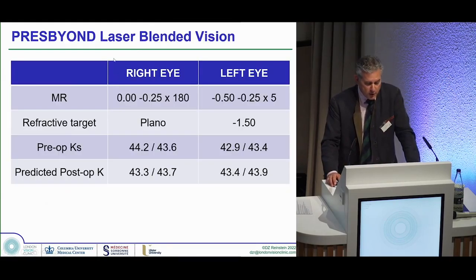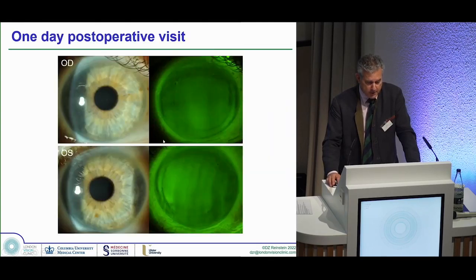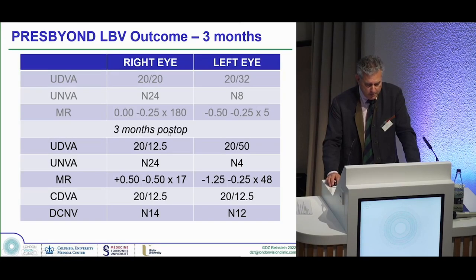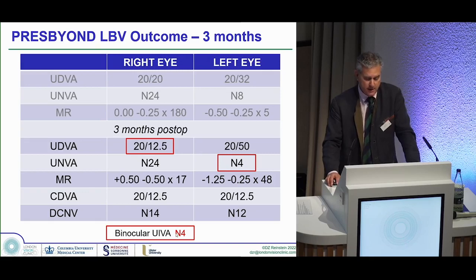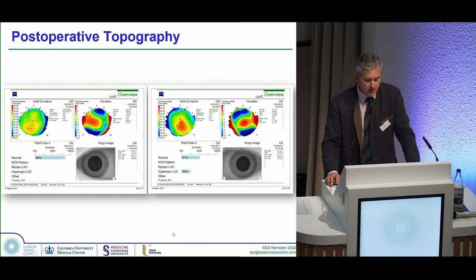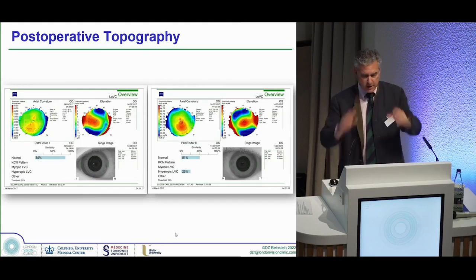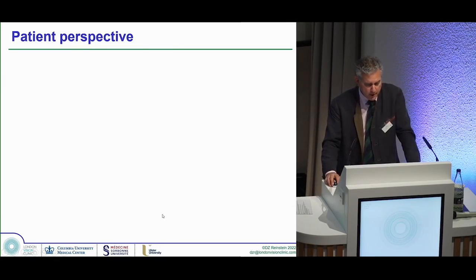So, what are we going to do? Well, the guy is plano minus a quarter and minus a half minus a quarter, and we're going to do PRESBYOND. What happens is that post-op one day, he looks beautiful, and at 3 months he is completely amazing. 20/20 at distance, N4 at intermediate, and that's great because he climbs up poles and looks at all those little wires going everywhere.